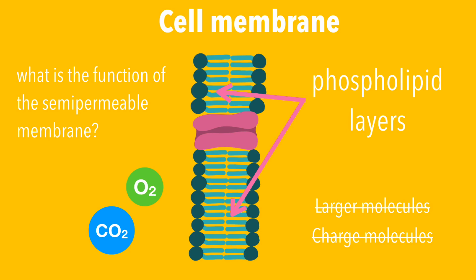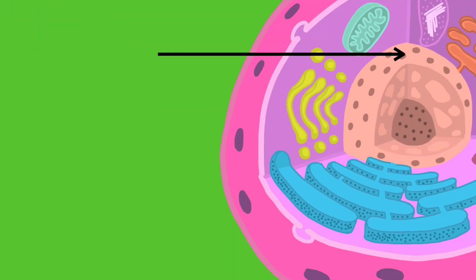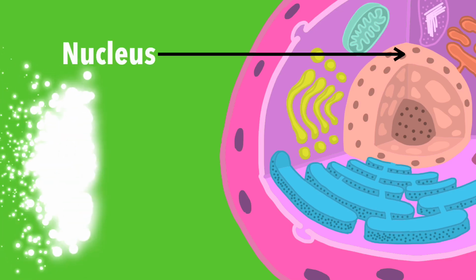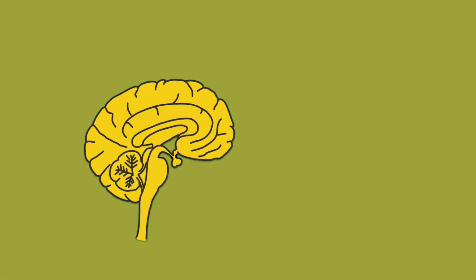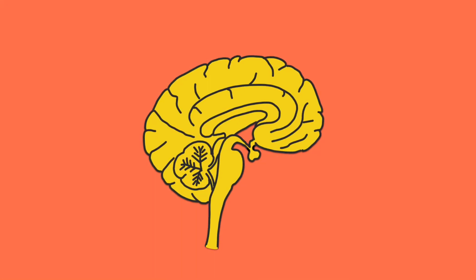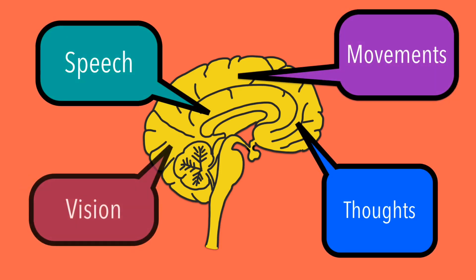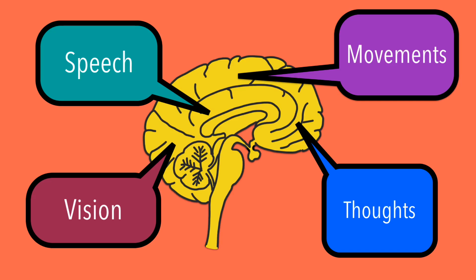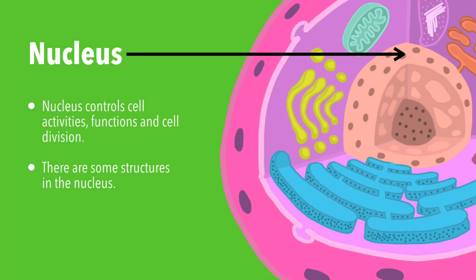So, you can see lots of structures inside the cell. What is this huge structure? It is the nucleus. Before going to this, imagine a brain. The brain controls the human body. Also, it controls our speech, movements, thoughts, vision and the functions of many organs within our body. Likewise, the nucleus controls cell activities, functions and the cell division.